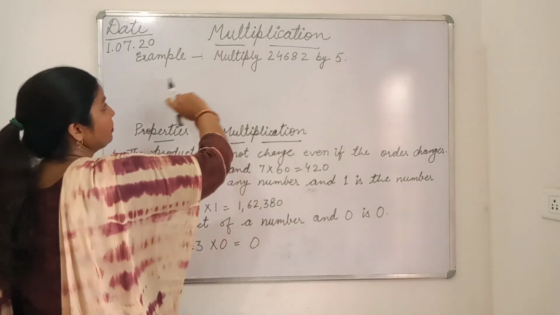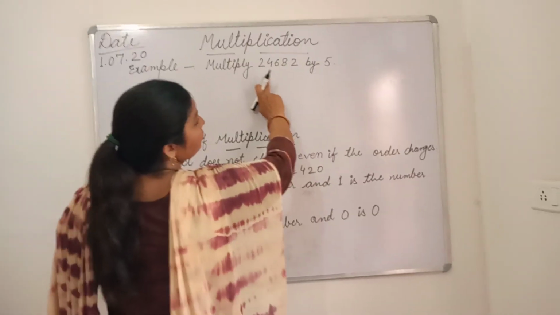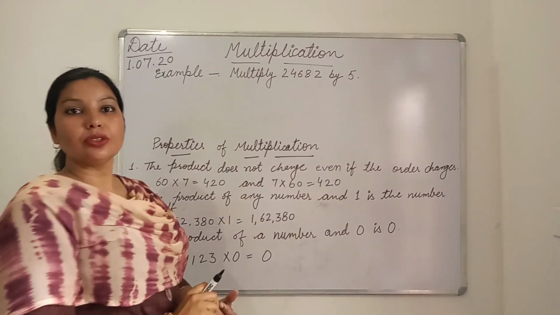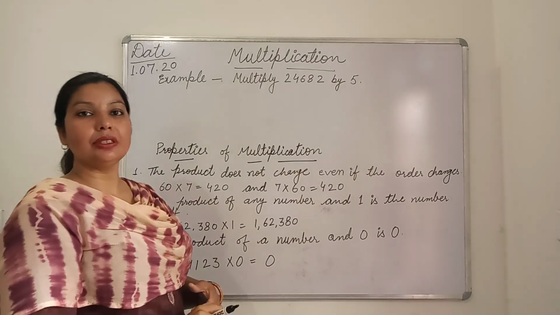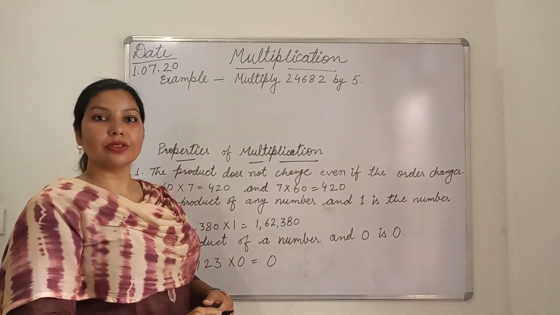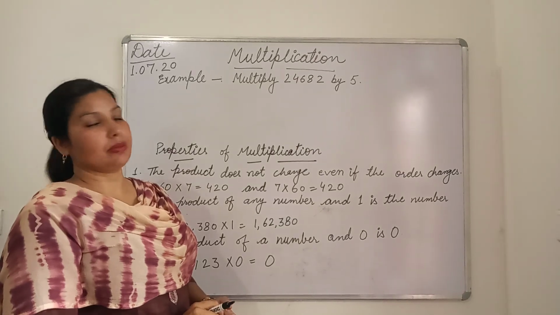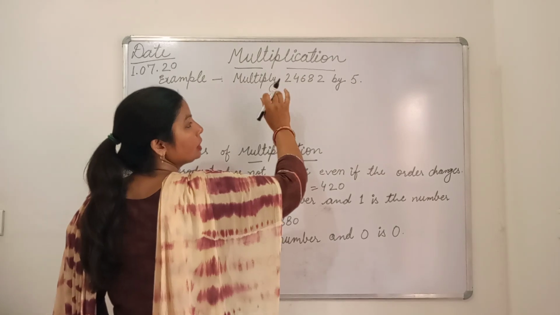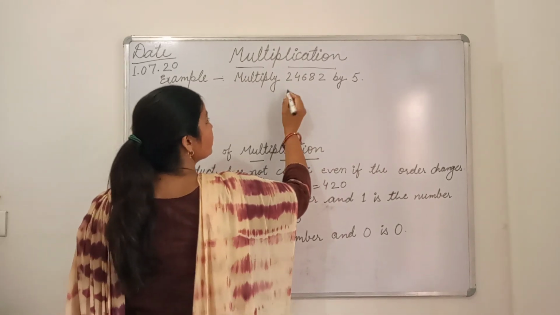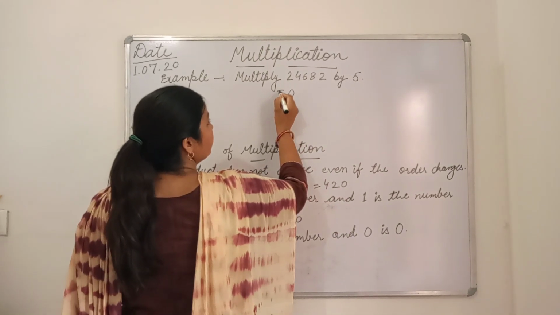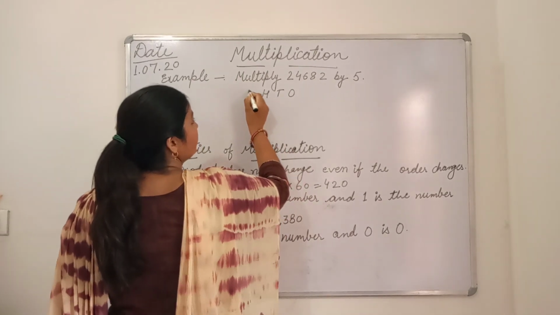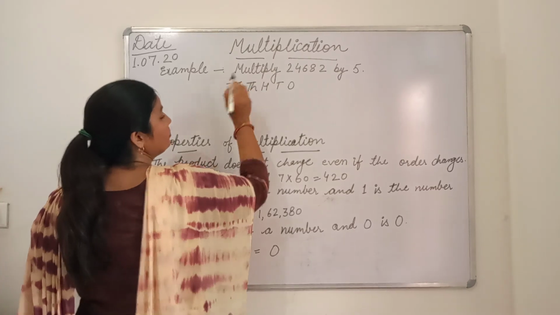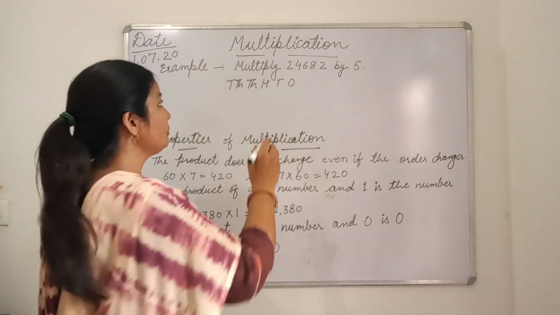That example: multiply 24,682 by 5. Okay. So first of all, like in addition we have done, and in subtraction also, first of all we put them in the columns. Okay. So here is a 5-digit number, so we should put it in 5 columns. First column is ones, then tens, hundreds, thousands, 10,000.